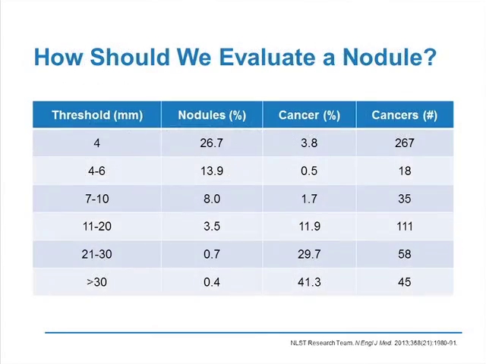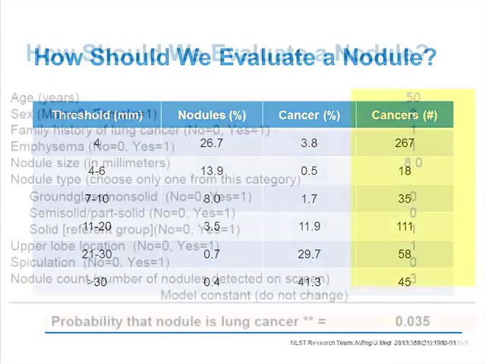How do we evaluate a nodule? We've learned a lot from the NLST and other screening trials about the risk of cancer in these small nodules. Example here, a 7 to 10 millimeter nodule has less than 2% risk. Even an 11 to 20 millimeter nodule is not quite as high a risk as we would have guessed.